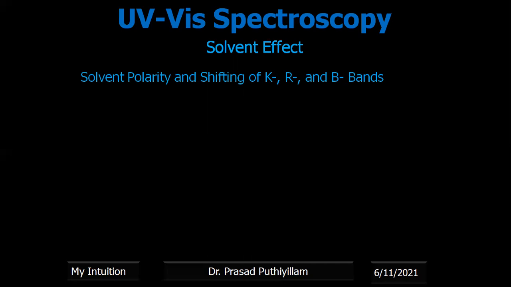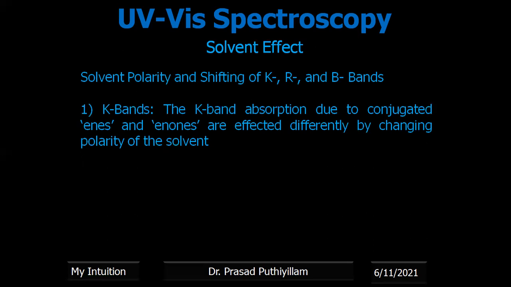So we'll discuss the K, R as well as B bands, how they get affected, whether it gives a longer wavelength shift or lower wavelength shift, whether it is blue shift or red shift with solvent polarity, that I will explain. So first one, K band is the absorption due to conjugated enes and enones, and it is affected differently by changing polarity of the solvent, that we already seen.